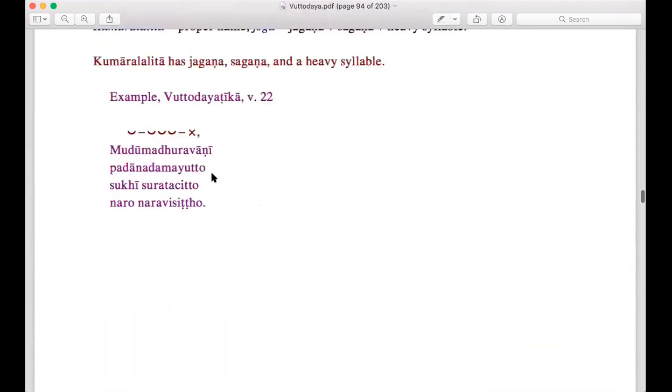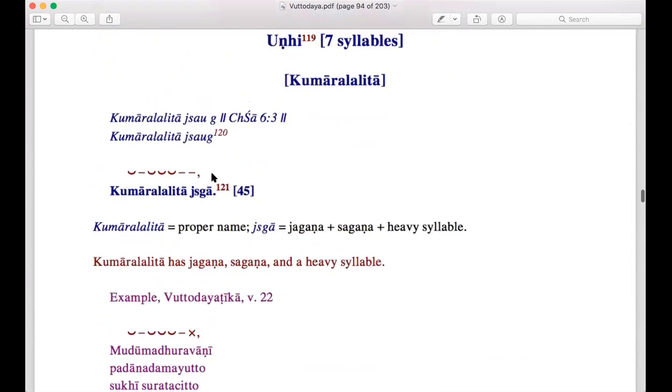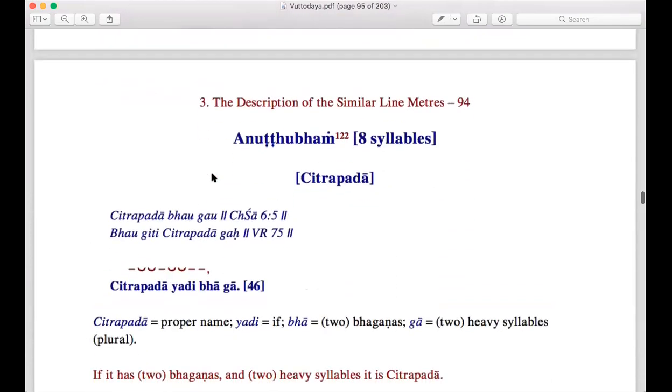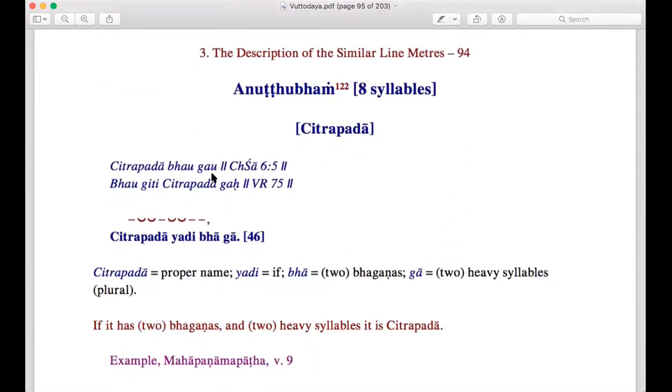Okay, so this is Kumar Lalita verse with an example. Now we are going to the 8-syllable verses. The group of 8-syllable verses is called Anuttubha, the group of meters called Anuttubha Chanda. This is in the Myanmar text as Anuttubha in the feminine gender. Here it is in neuter gender. Both are correct, Anuttubhang or Anuttubha. And that is the generic name.